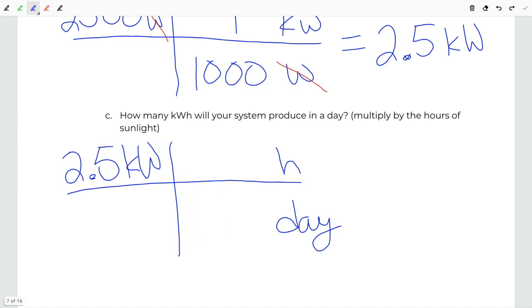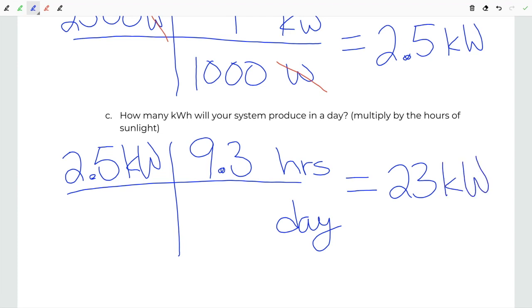That was the wrong side. This is why we set up our tracks, because I started to say 9.3 hours per 1 day and realized that my units were wrong. Okay, so now this gives us, allowing for significant figures, 23 kilowatt hours per day.